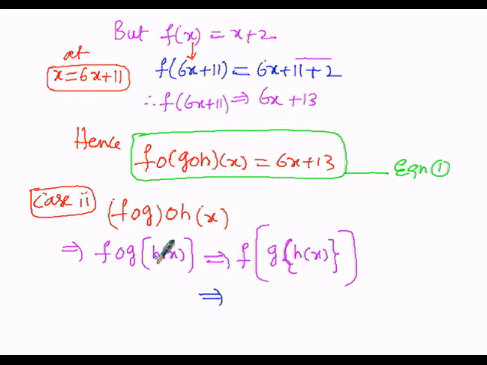Then even this composite, this circle, I have removed; instead of this circle I have written the square bracket. Then g of h of x in brackets. Now here f of the square bracket g of h of x, but here h of x is given by the problem as 3x plus 4, bracket close.